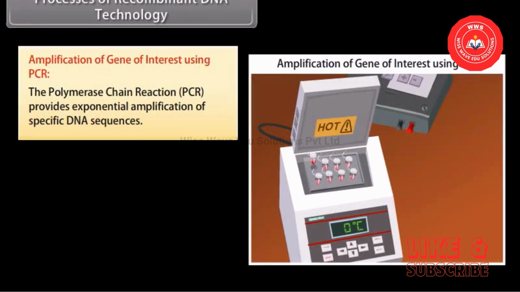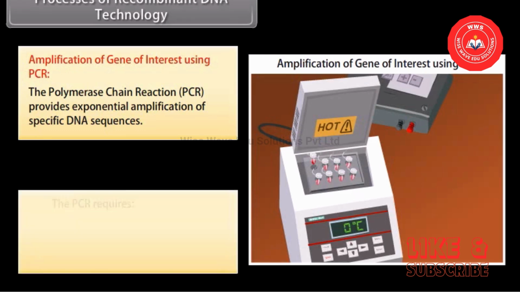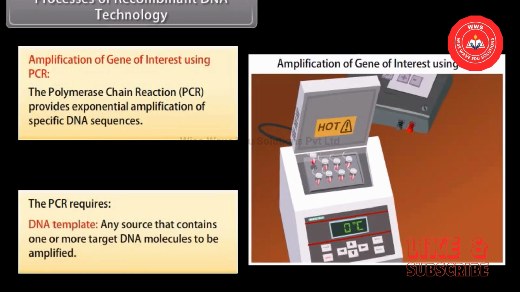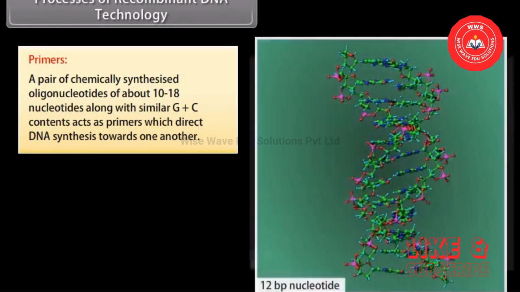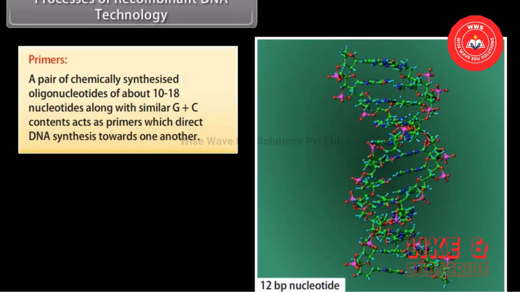Processes of recombinant DNA technology. Amplification of the gene of interest using PCR. The polymerase chain reaction, PCR, provides exponential amplification of specific DNA sequences. The PCR requires a DNA template, any source that contains one or more target DNA molecules to be amplified. Primers are a pair of chemically synthesized oligonucleotides of about 10 to 18 nucleotides with similar G plus C contents that act as primers to direct DNA synthesis towards one another.